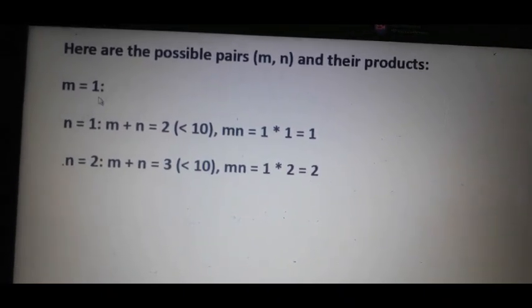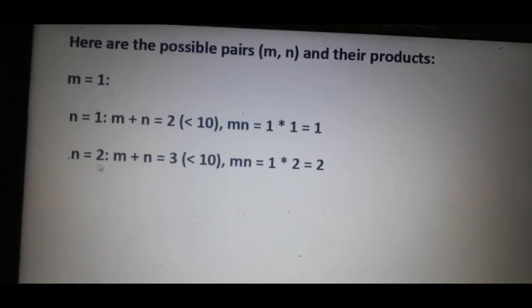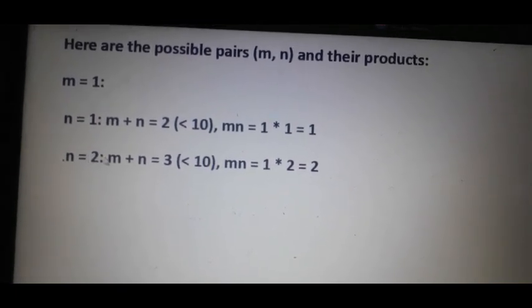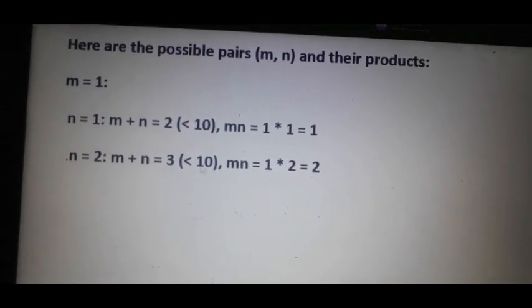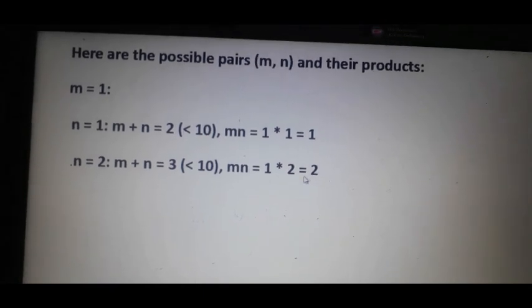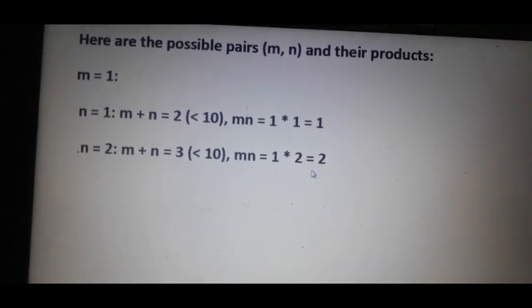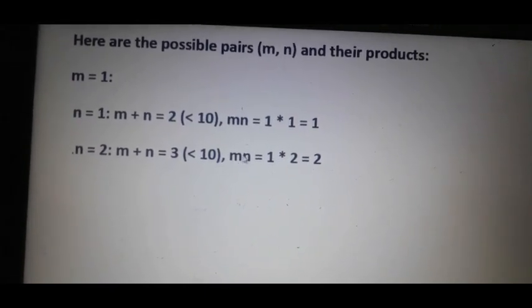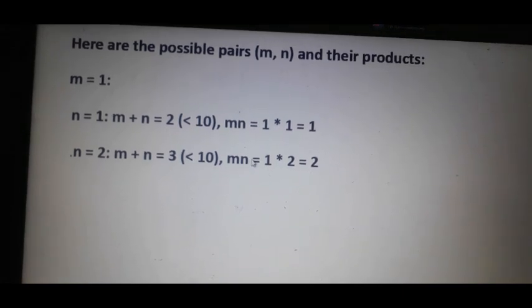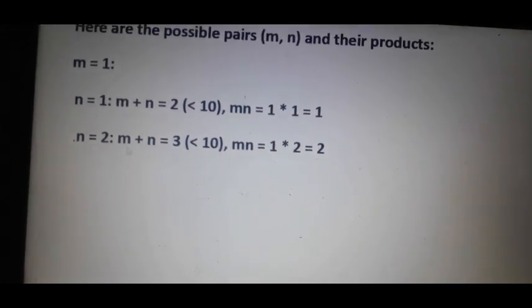If m is 1 and n is 2, the product m times n is 2 times 1, which is 2.